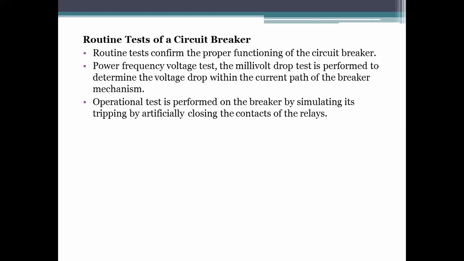Then next is the routine test. So four are the type tests. Circuit breakers can be tested in two ways. First is the type test. It contains the mechanical test. Then what is the second one? Mechanical test.